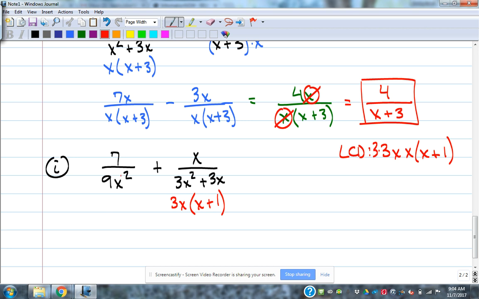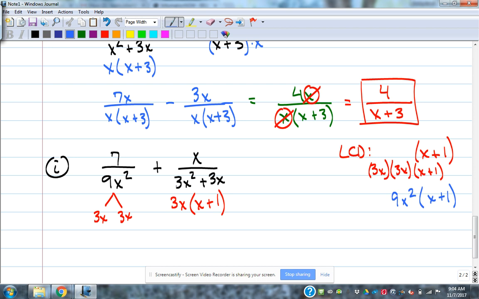Because what makes 9x squared? 3x and 3x, right? There's two 3x's there. So maybe it makes more sense if I write it 3x, 3x, x plus 1. But when you go to do the work, 3x times 3x is 9x squared, right? So this is what we want our denominator to look like: 9x squared times x plus 1.